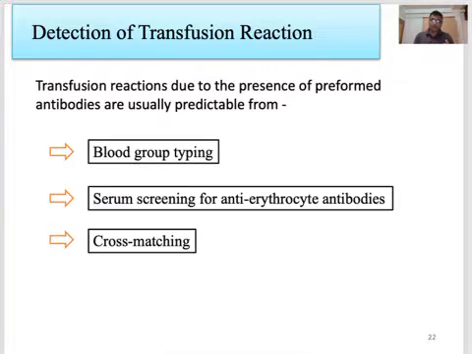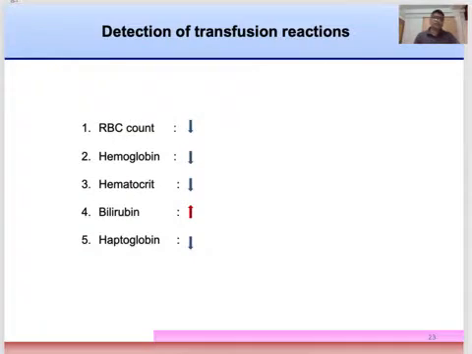Also by cross matching. Just mix the recipient's blood and the donor's blood and check whether any coagulation occurs. Occurrence of coagulation, or occurrence of reactions, means some reaction is happening there.